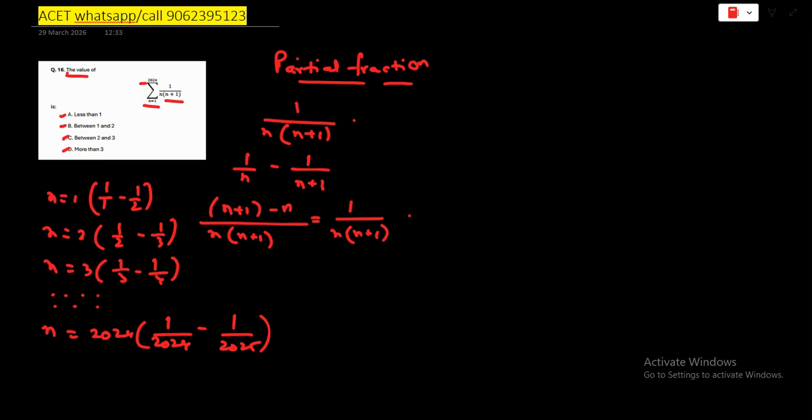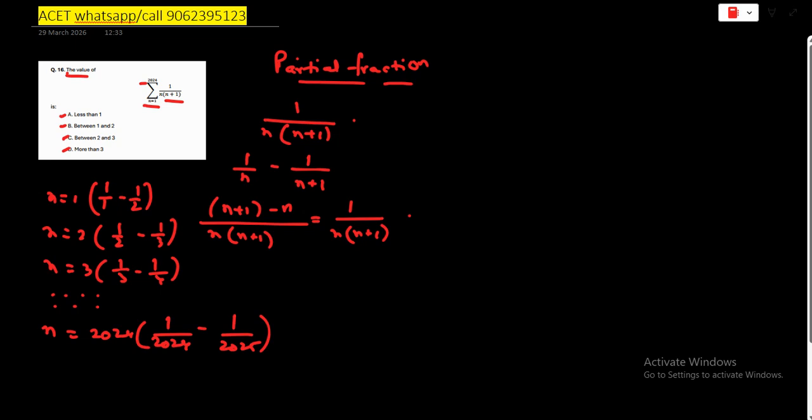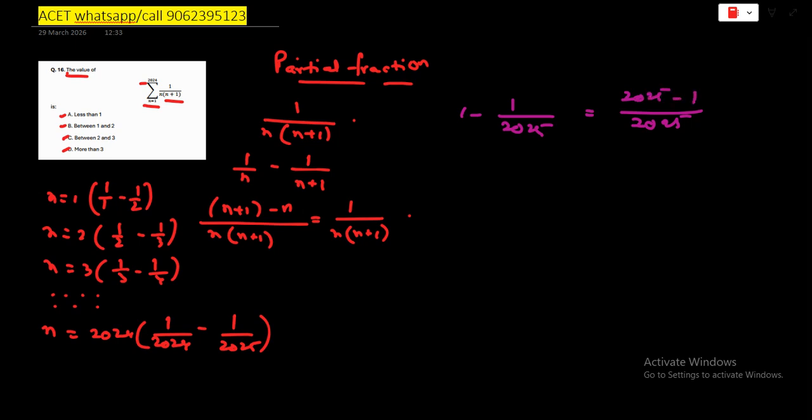Now in a telescoping series, if the first part of the first term survives, the last part of the last term must survive to keep the universe in balance. So what's left? The very first number 1 and the very last number, minus 1 by 2025, right? So the value will be 1 minus 1 by 2025, that is 2025 minus 1, that is 2024 by 2025.